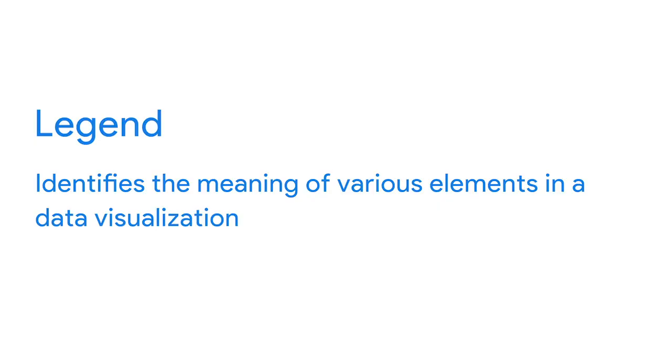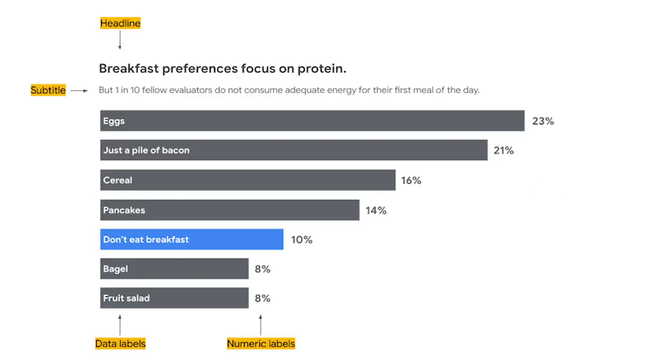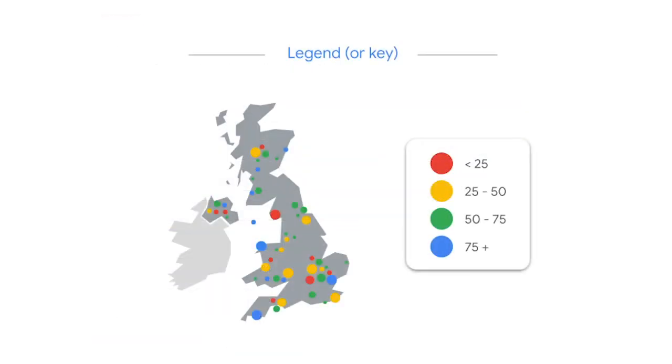A legend, or key, identifies the meaning of various elements in a data visualization and can be used as an alternative to labeling data directly. Direct labeling like this keeps your audience's attention fixed on your graphic and helps them identify data quickly, while legends force the audience to do more work because the legend is positioned away from the chart's data.